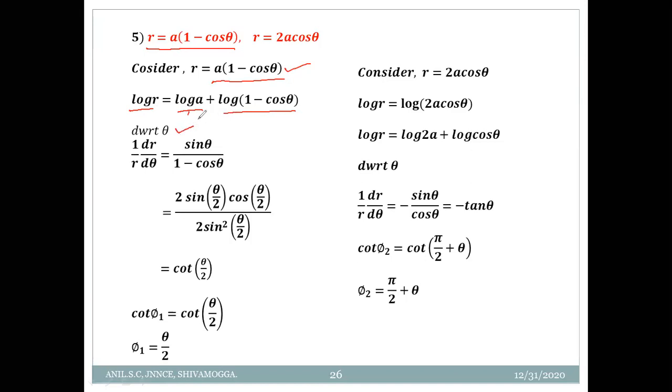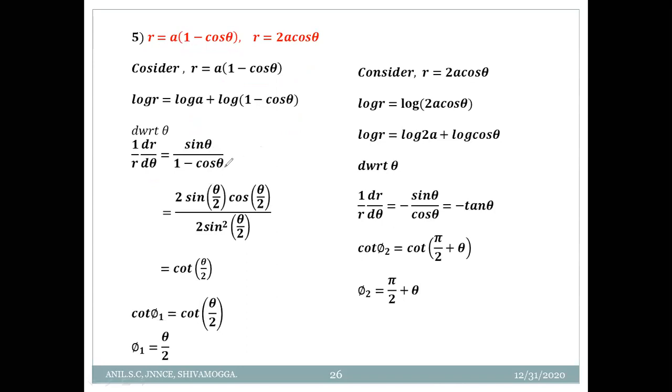Differentiate both sides with respect to theta. Derivative of log R is 1 by R into dr by d theta. Here log A is a constant, its derivative will be 0. And derivative of log of 1 minus cos theta is 1 over 1 minus cos theta into the derivative of 1 minus cos theta, which is sin theta. Collectively it is sin theta divided by 1 minus cos theta.